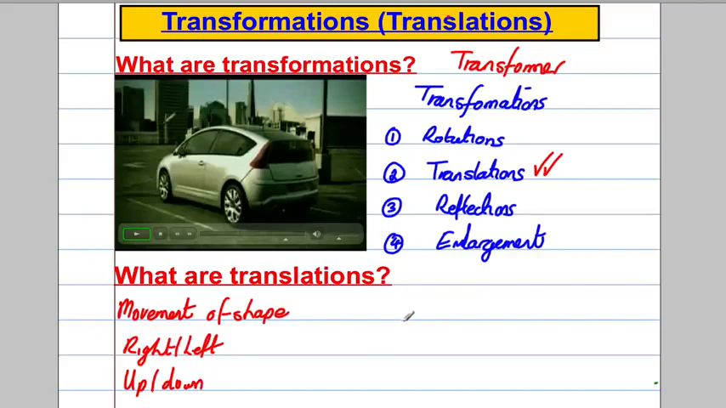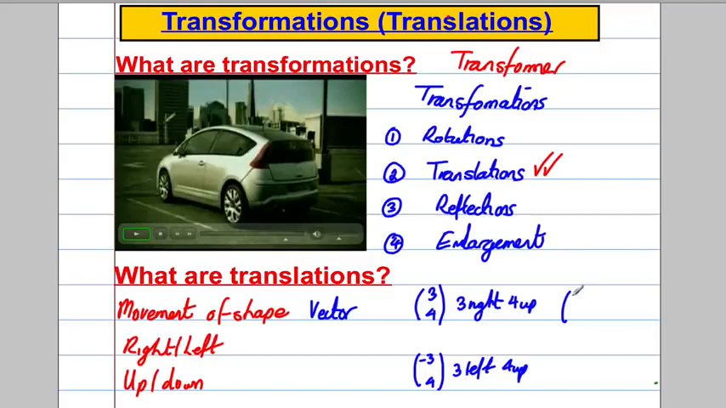Okay, so we'd have different types of transformations which we'd use a vector to describe. So I'm going to give you an example of vectors so you can understand what they look like. Imagine the vector 3, 4. That means 3 right, 4 up. So the vector negative 3, 4 would mean 3 left, 4 up. The vector 3, negative 4 would mean 3 right, 4 down. And lastly, the vector negative 3, negative 4 means 3 left and 4 down.